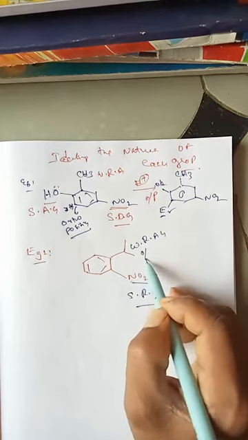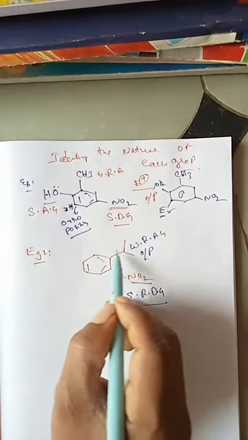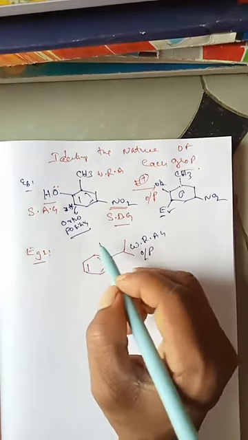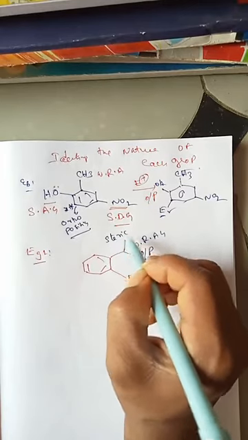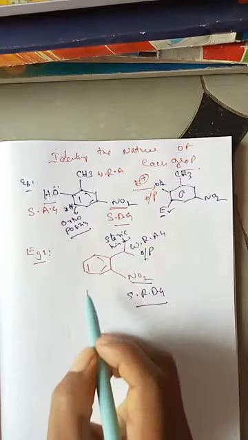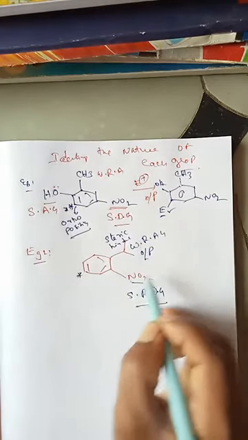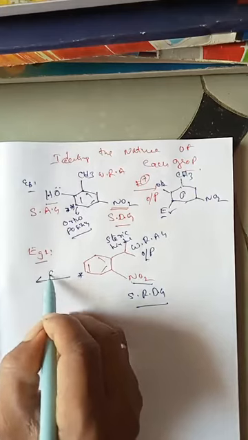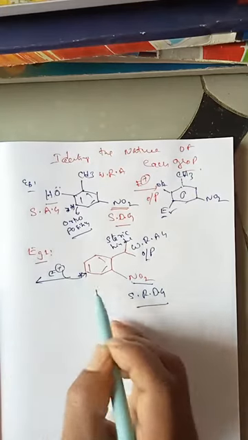So now this one is ortho or para, but the ortho position is disfavored because of steric hindrance of this alkyl group, so the electrophile goes to the para position.